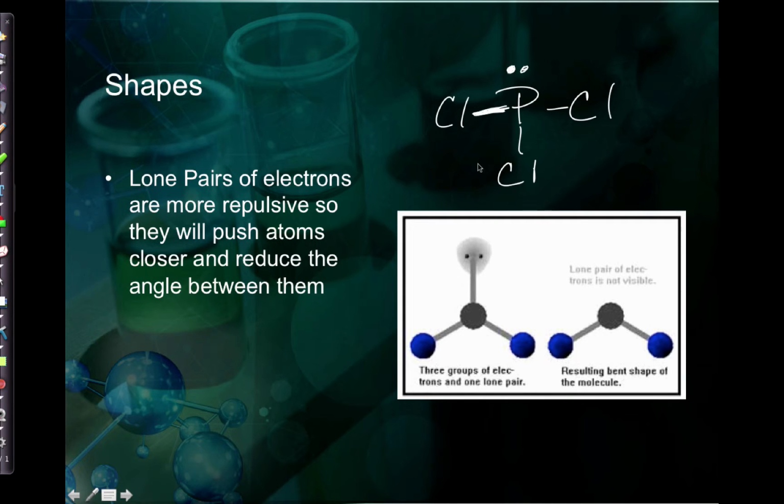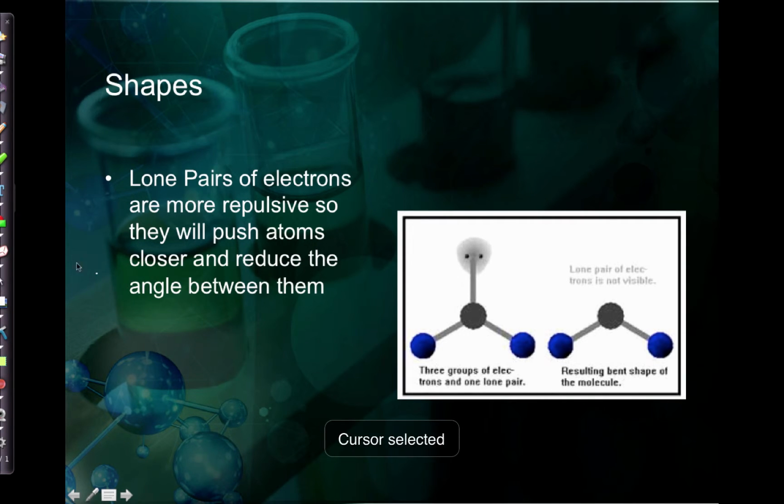The lone pairs are very important because they're actually more repulsive than atoms are. So if you have a lone pair on your central atom, it pushes the atoms closer together than they would normally be, so it's going to reduce the angle between the atoms. Now, we don't care about the angle between the lone pair and the atoms. We only care about the angle between the atoms. So instead of this being 120 degrees, which is the angle that would normally separate these three atoms, it will be less than 120 degrees because of this lone pair. All right, so let's look at some shapes.